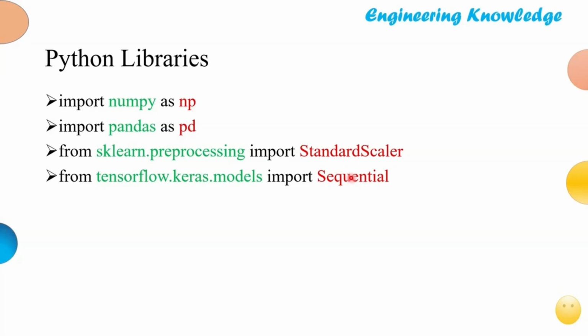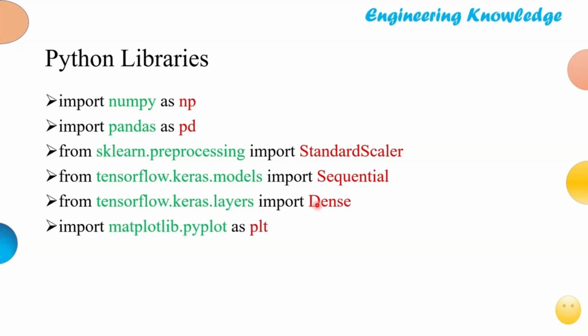Remember, this is the feed-forward model. And in that, we will use a fully connected network, which we get by importing Dense from tensorflow.keras.layers. We'll also use some plots. So we will use matplotlib.pyplot, and I will import it as PLT. Whenever I write PLT in Python, it represents matplotlib.pyplot.